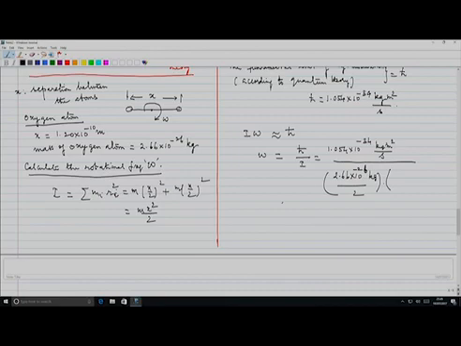x squared is the square of the atomic separation, that is 1.20 into 10 to the power of minus 10 meters squared. And you can do this simplification and then you will get its value to be about 5.2 into 10 to the power of 11 radian per second.